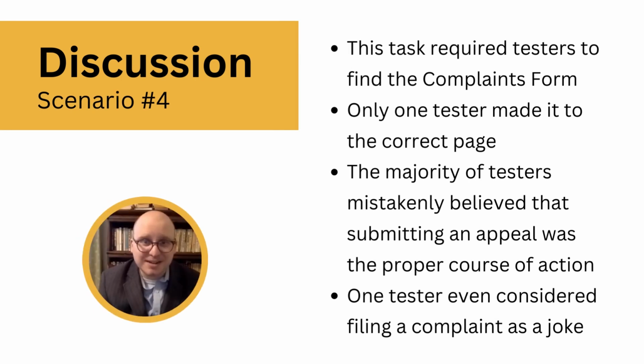Our fourth scenario tasked our testers with successfully finding the complaints form, following an unsanctioned rent increase of more than 3%. Unfortunately, only one of our testers was able to successfully make it to that page. The majority of our testers mistakenly believed that filing an appeal was actually the proper course of action in their case. We believe that's because filing an appeal is prominently featured at the top of the FAQ, whereas the complaints form is at the bottom.